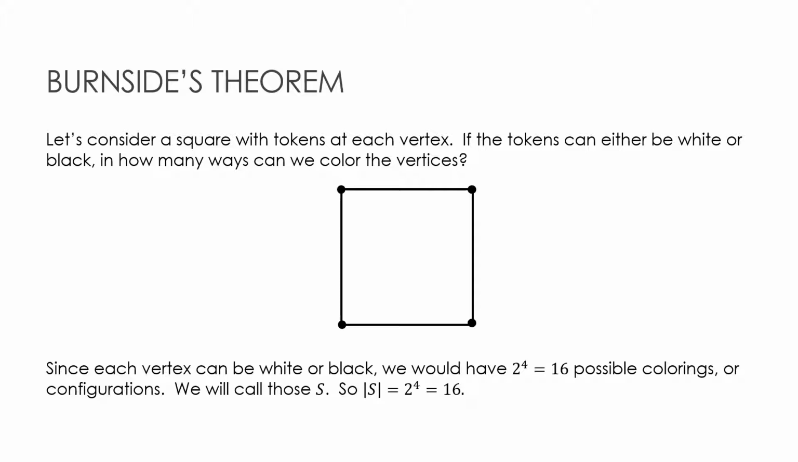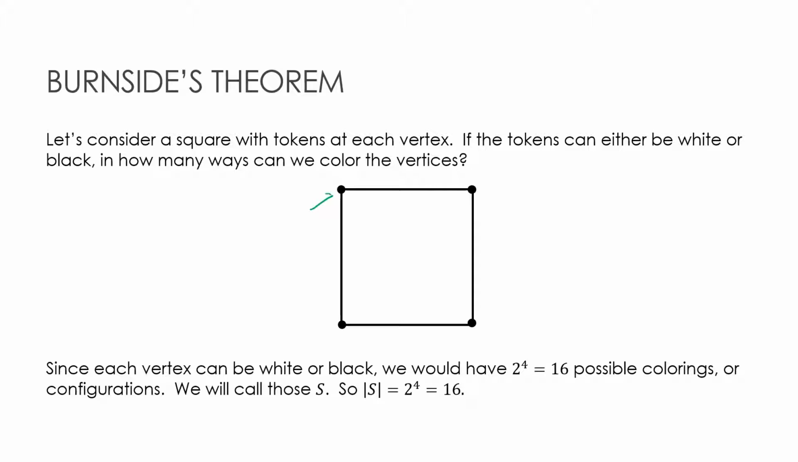Let's take a look at a square with tokens at each vertex, or essentially I'm saying you've got big circles on each vertex, and they're either black or white. So obviously the way that I've written these, all four are black at this point. My question is, how many ways can I color the vertices?